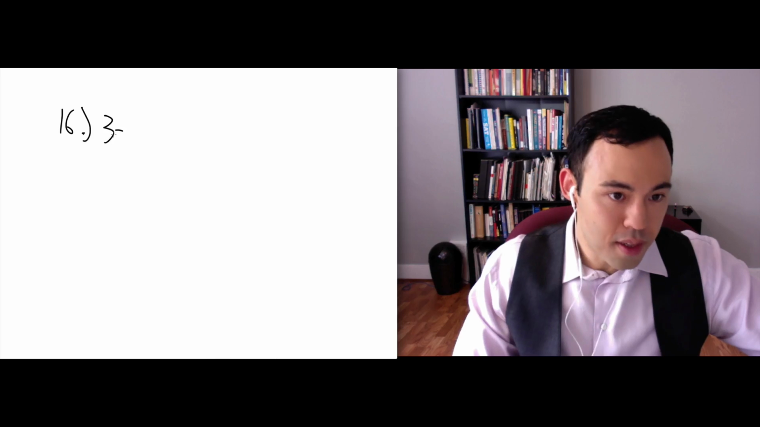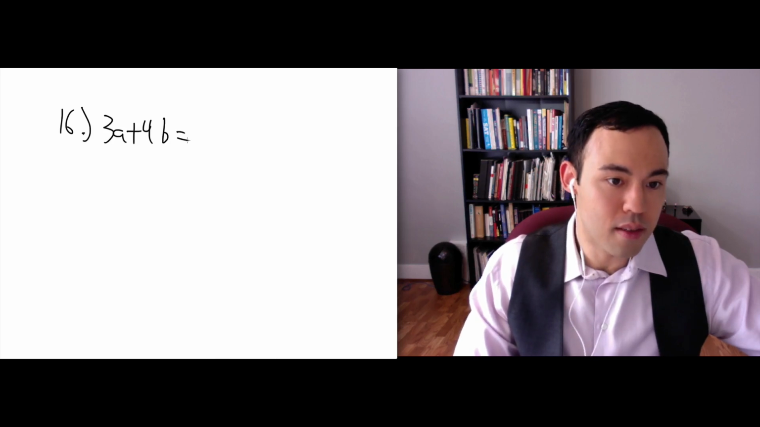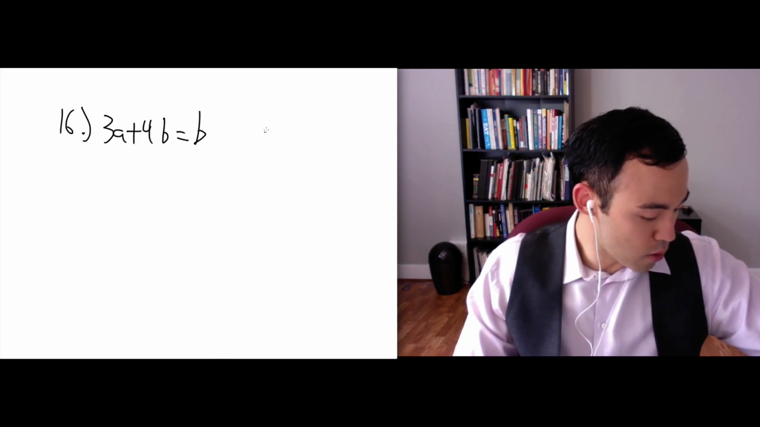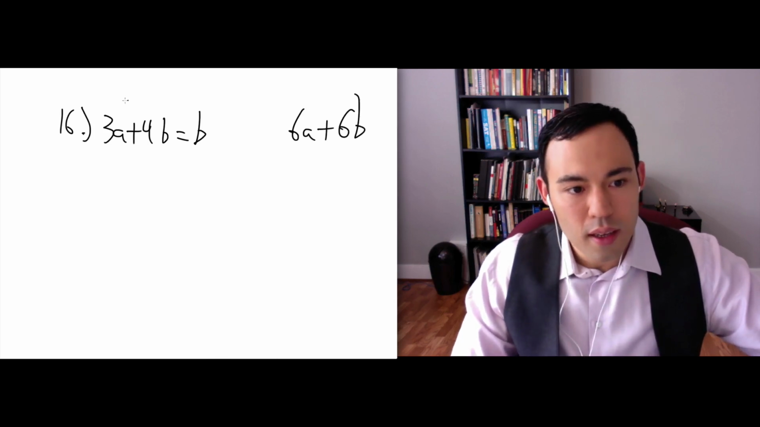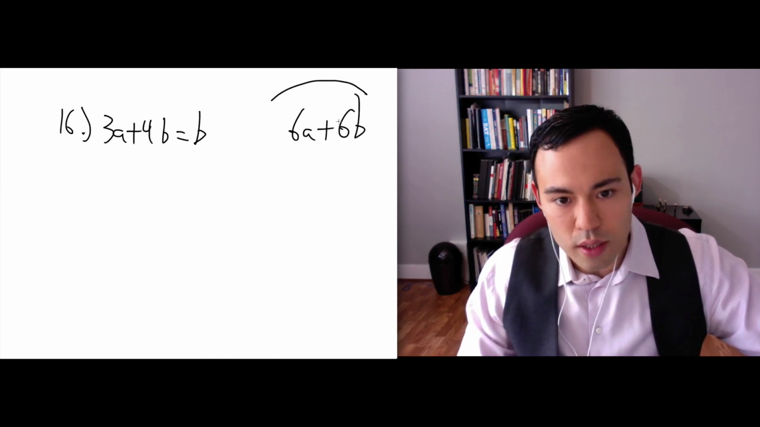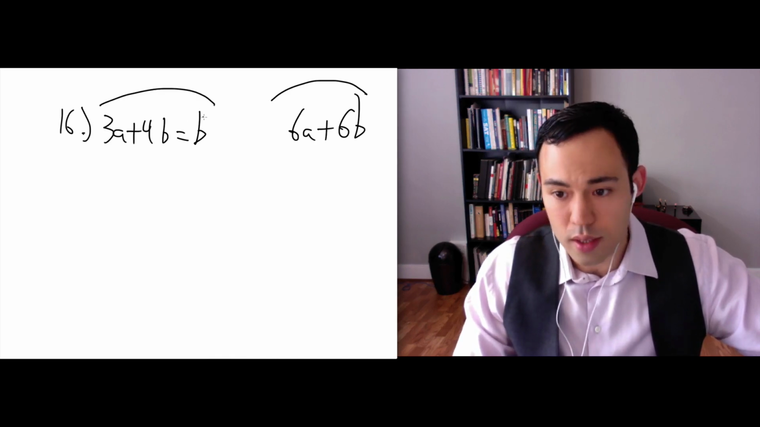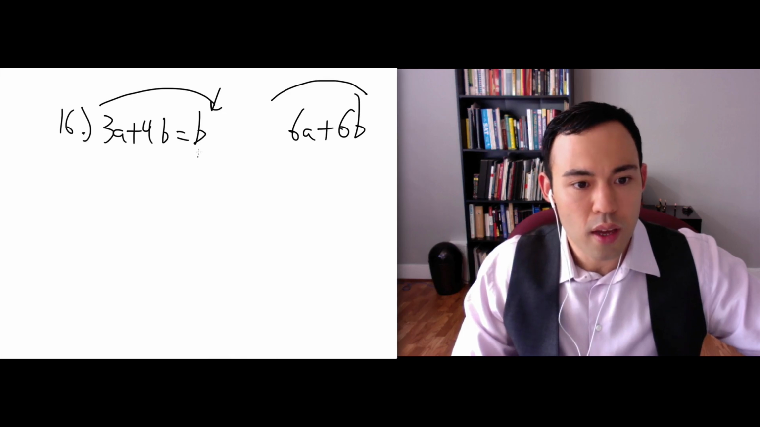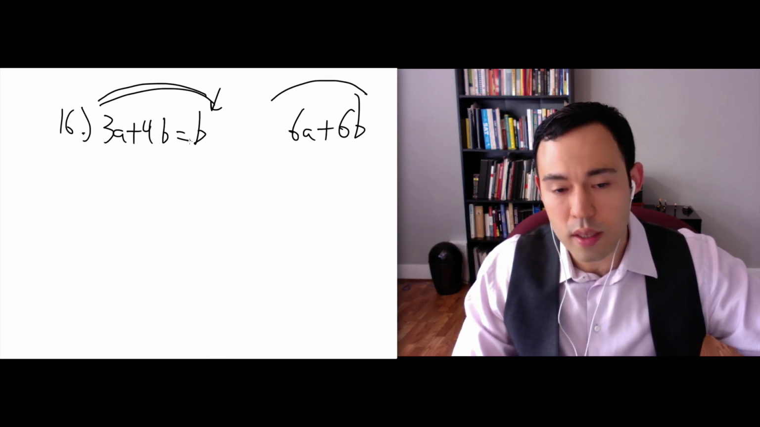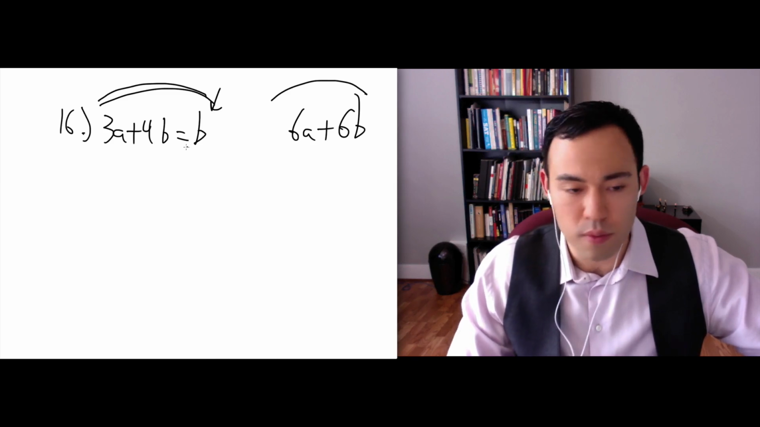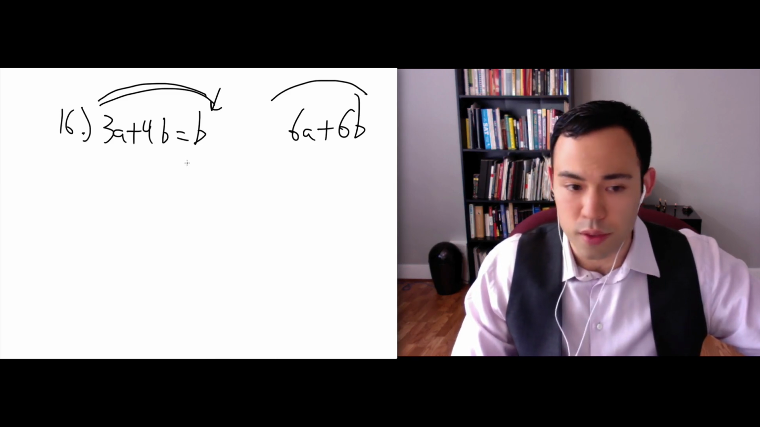Number 16. If 3a plus 4b equals b, which of the following must equal 6a plus 6b? Now, they gave us this equation not set equal to anything, and here we have an equation set equal to some variable, and I tend to like to get these kinds of equations set equal to 0 when they're asking me about the value of variables.